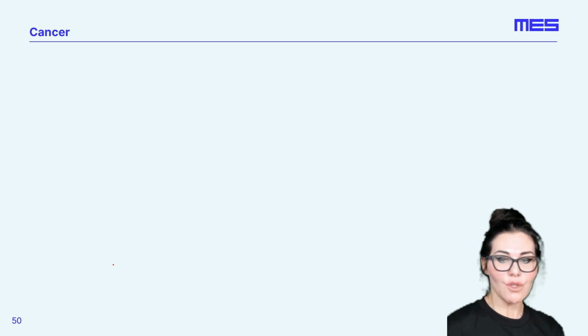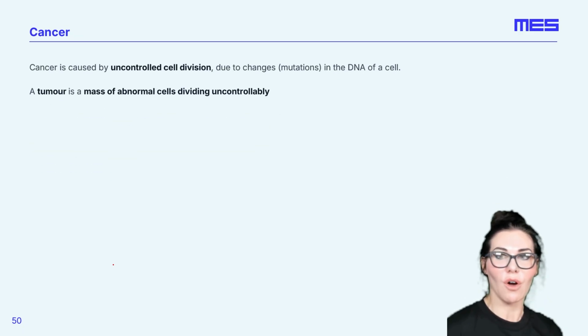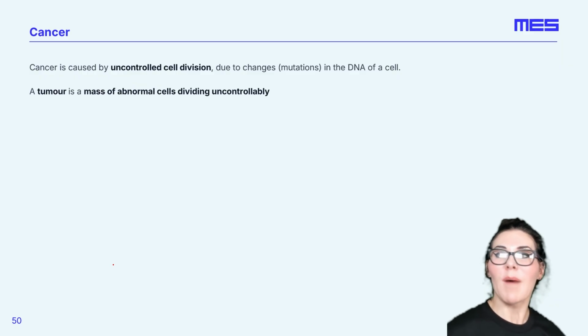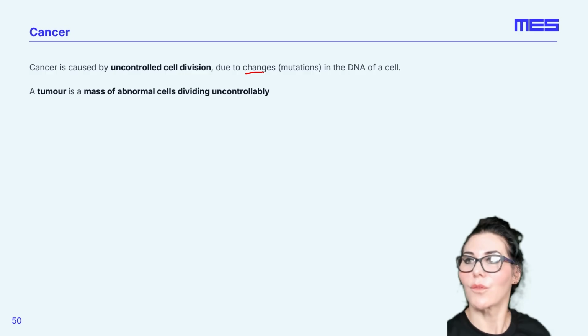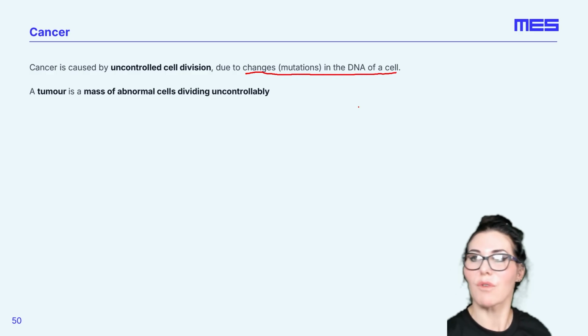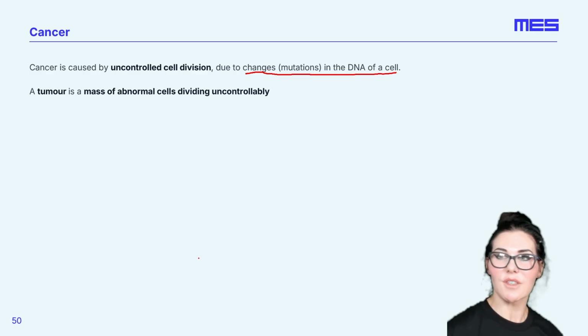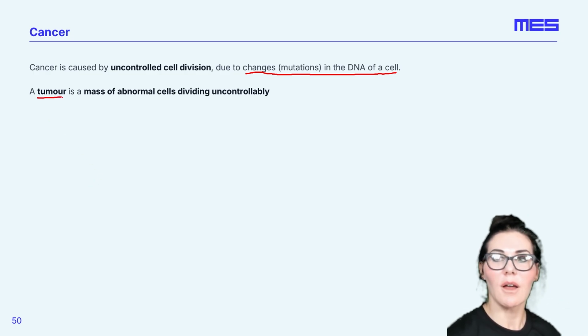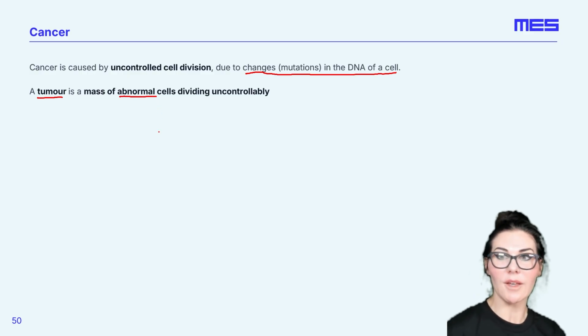Okay, let's move on to cancer, another disease that the spec requires you to have some knowledge of. What is it? Cancer is uncontrolled cell division, mitosis gone wrong. It's caused due to a mutation, which means a change in the DNA of cells. So that's an important thing to remember. A mutation is the change in the DNA of a cell, which then leads to this uncontrolled cell division. And when those cells divide, they form a mass, and it's called a tumour. And these cells are abnormal. They're not normal cells, and they just keep dividing uncontrollably.